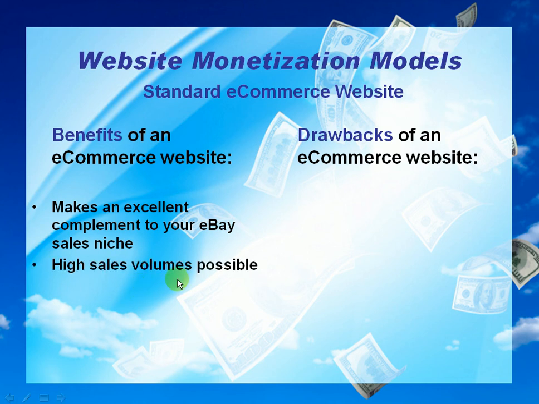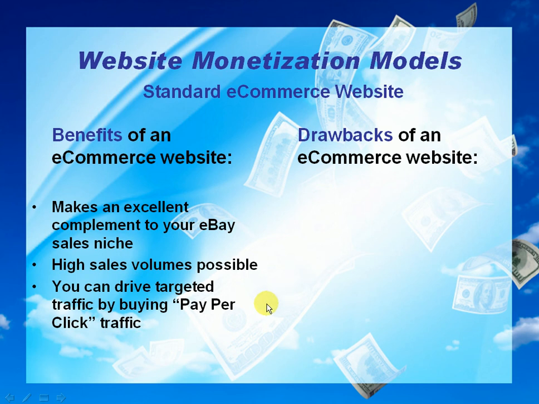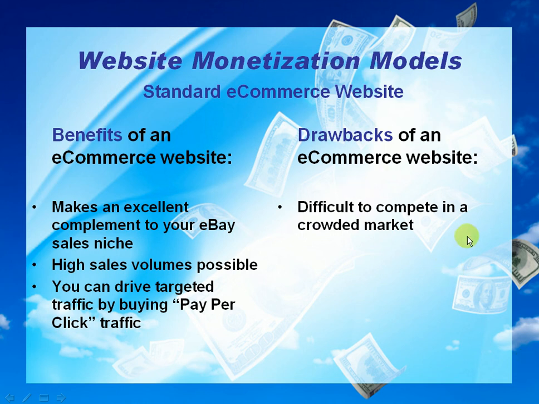You have high sales volumes possible, assuming you're able to get up to the top of the search engines for your main keyword phrases. You can drive targeted traffic by buying pay-per-click traffic. Pay-per-click traffic is where you can actually buy traffic from Google, Yahoo, or Bing, or a variety of other pay-per-click search engines, and you can buy the traffic by the click. Typically you're going to be spending anywhere from 20 cents to $1 per click, but if the metrics work out right, if you're paying less for the click than you're getting in return, then that's a viable way to generate traffic. Now let's look at the drawbacks of an e-commerce website.